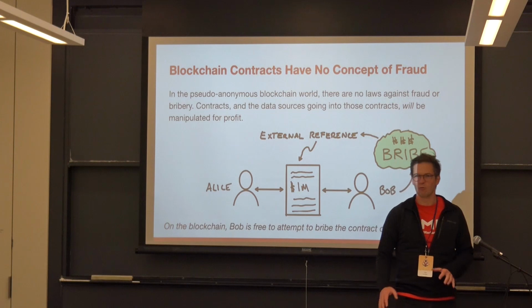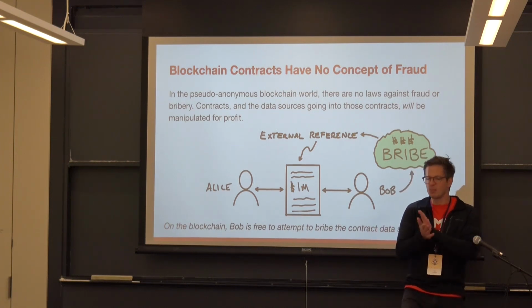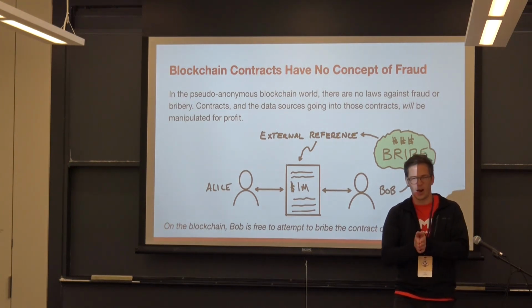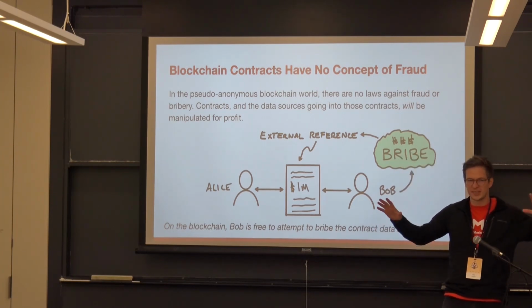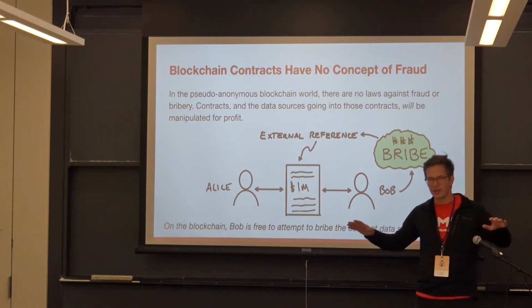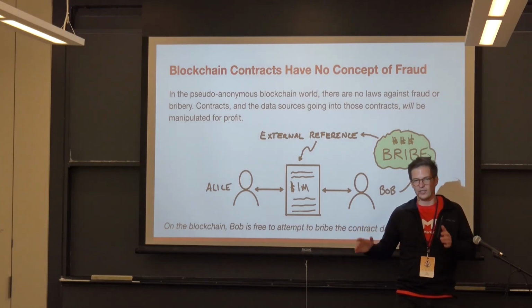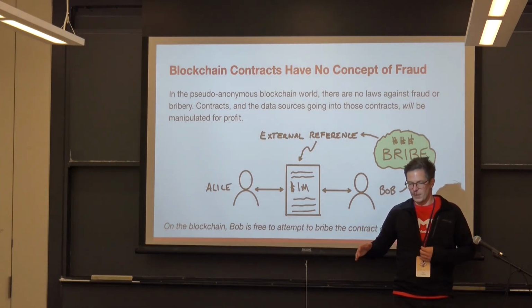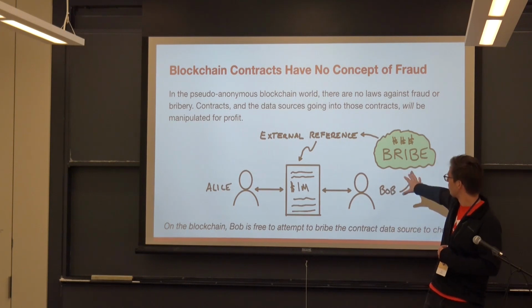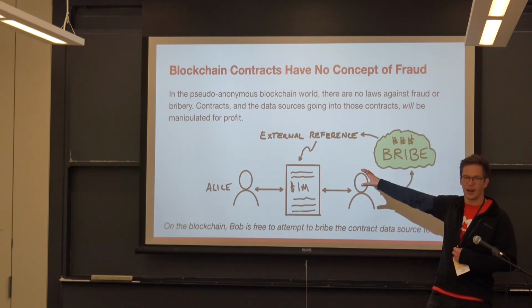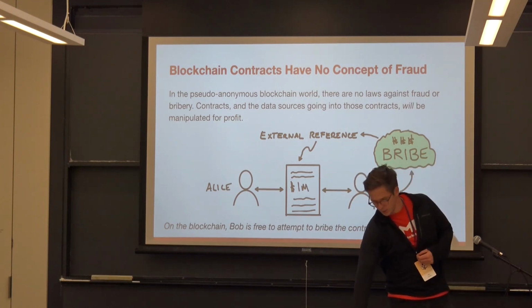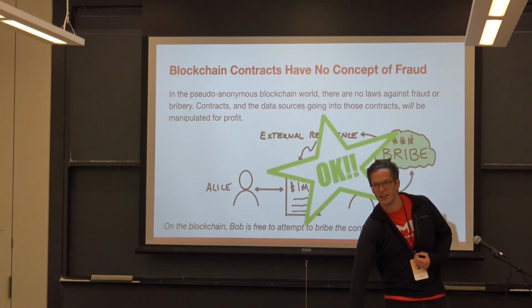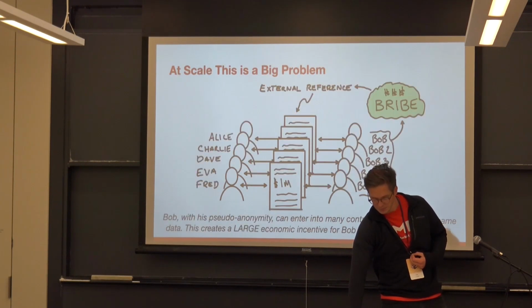The problem, or really the opportunity, is that in the blockchain world there is no concept of fraud. In a pseudo-anonymous, permissionless blockchain system like Ethereum, there are no laws against fraud or bribery. You can think of that as a feature, not a bug. But it means there's nothing to prevent Bob from corrupting an oracle system or a data reference of any sort. And so Bob can totally go ahead and bribe or corrupt any oracle out there.